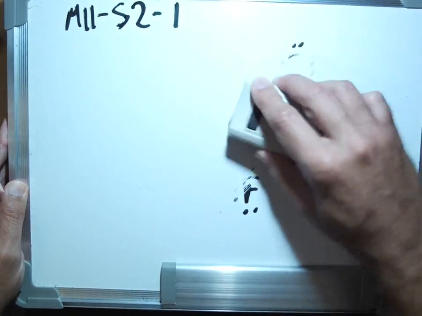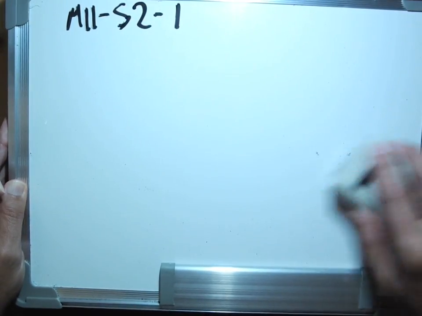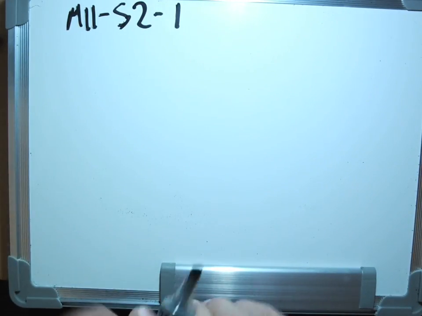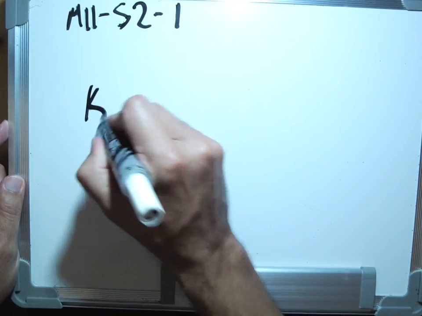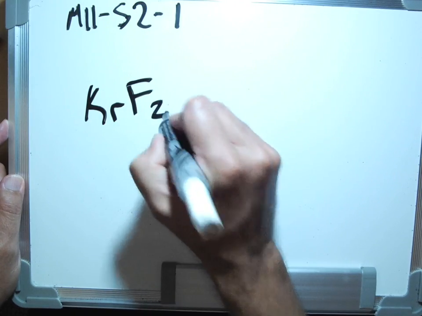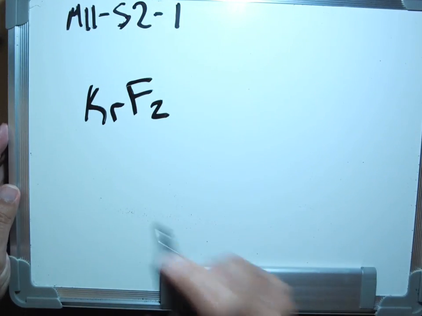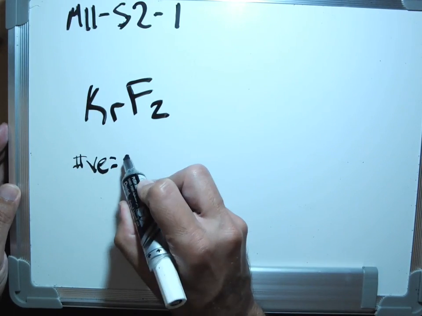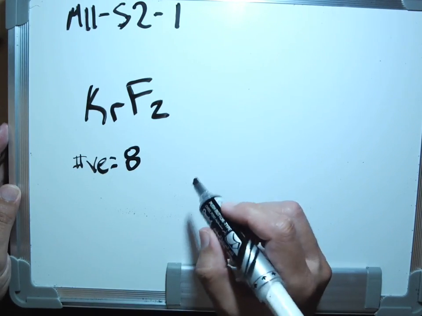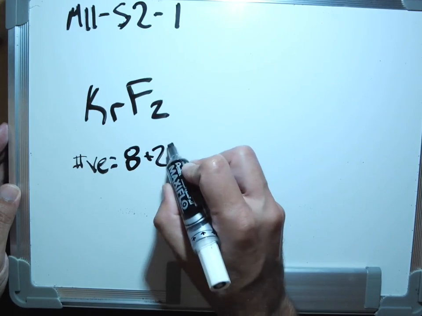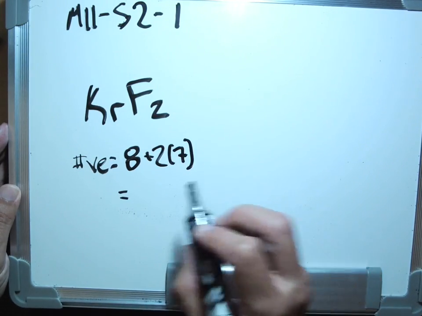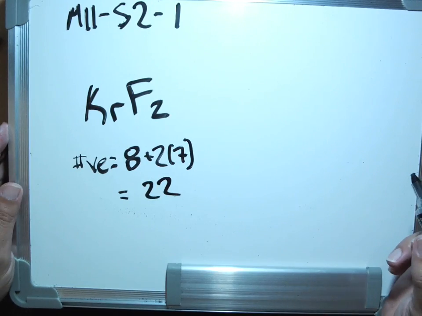And here we will incorporate a noble gas. So let's try krypton difluoride. All right, we'll find our number of valence electrons. Krypton, a noble gas in group 8. It's going to contribute 8 valence electrons. 2 times the 7. Here we're going to have a total of 22 valence electrons.